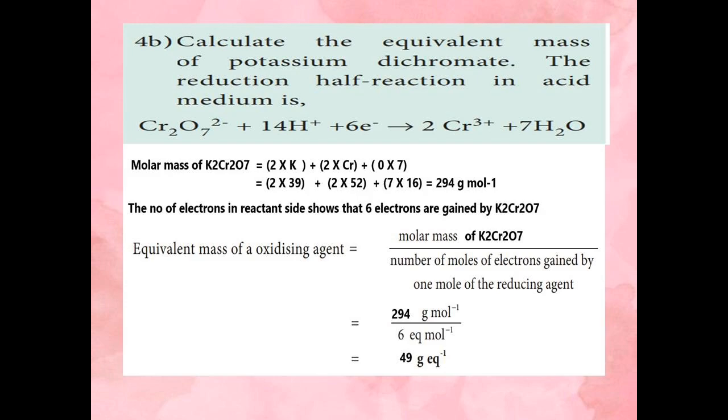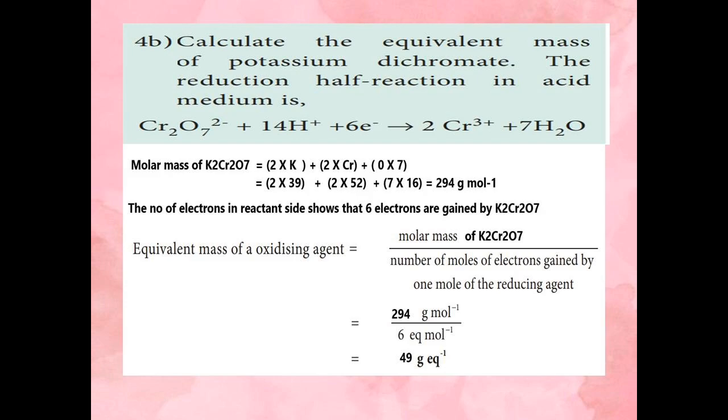Evaluate the example given in this book. Here the ionic equation is given. In that ionic equation, the number of electrons on the left hand side is given as 6 electrons. It indicates that the number of electrons gained by potassium dichromate is 6 electrons.